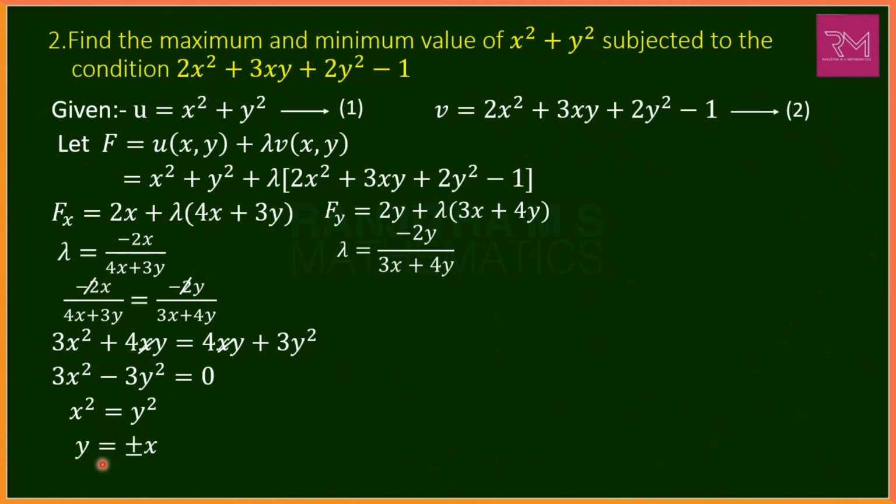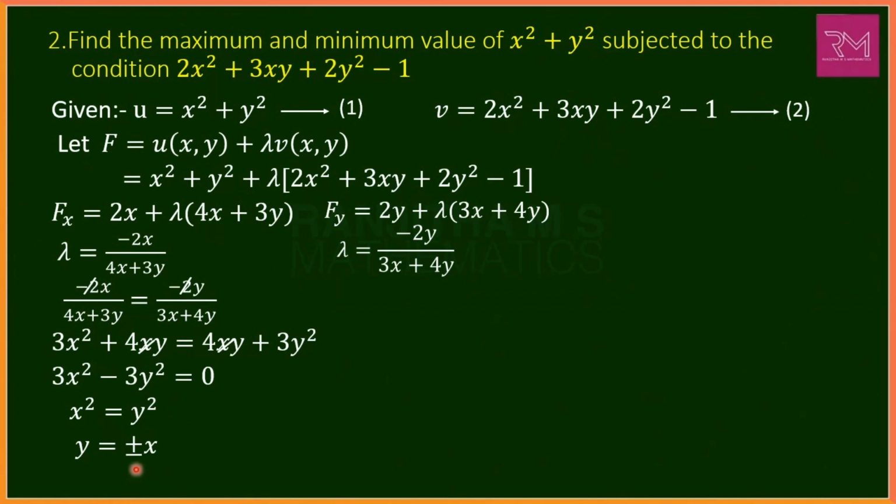Or we can take it as y is equal to plus or minus x. If we take square to the left hand side, that becomes square root of x square. We know that square root of x square is plus or minus x, that is our y value. Or we can take it as x is equal to plus or minus y. Both are same, y is equal to plus or minus x, or x is equal to plus or minus y. Here in the next step, we have to find the values for y is equal to plus x and y is equal to minus x.